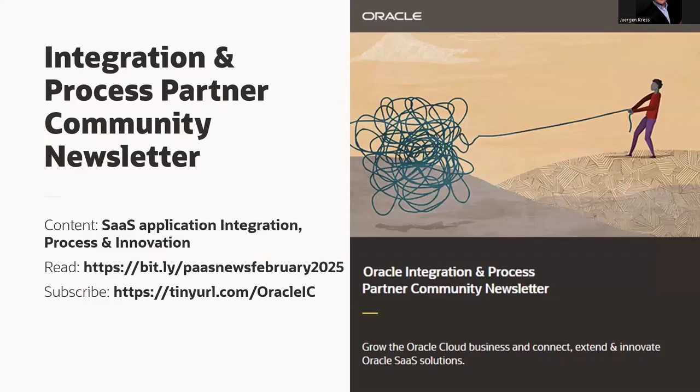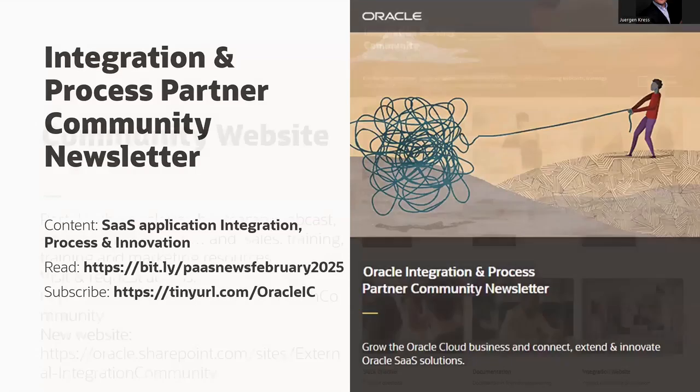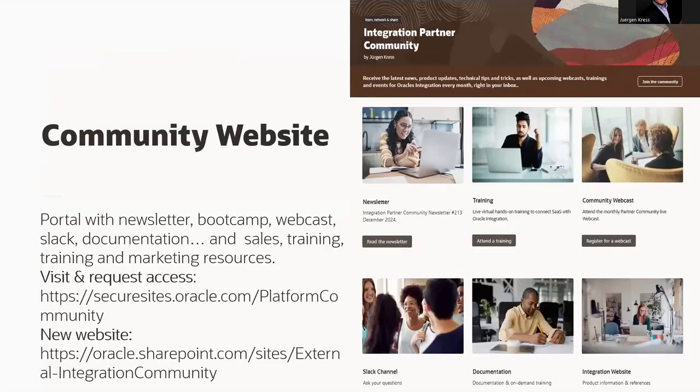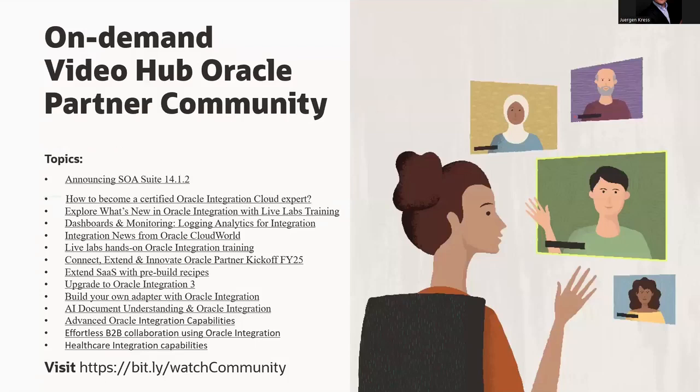All information and details, upcoming events, and product information are published in our monthly newsletter. In case you're not yet a member, please register now and pay attention to the February newsletter. We updated our community website, which is now available in the new SharePoint version. On the community website, you find all the content, all the training material, all the presentations in PowerPoint format, and also an RPA starter kit, including a customer presentation in PowerPoint format. In case you missed one of our community webcasts, on-demand recordings are available at Oracle Video Hub.